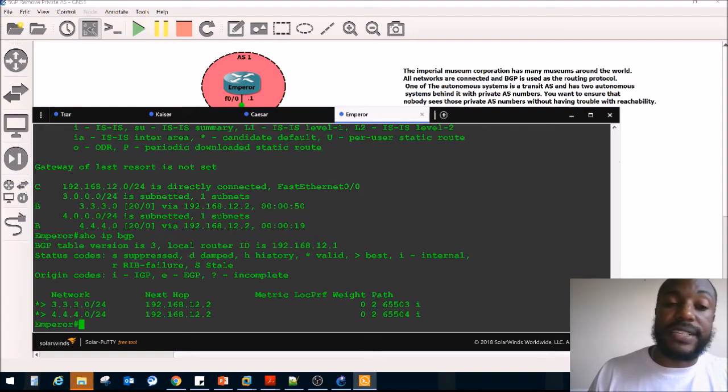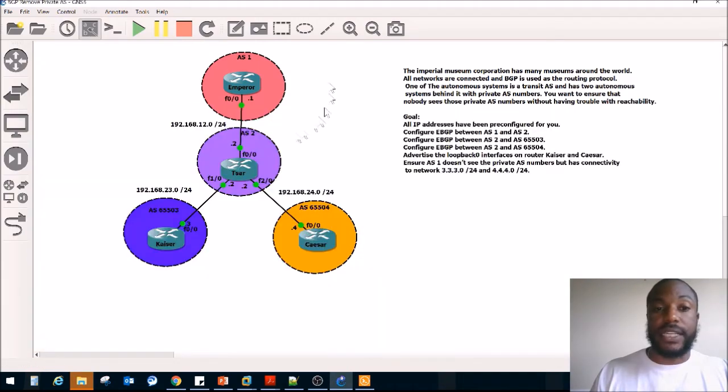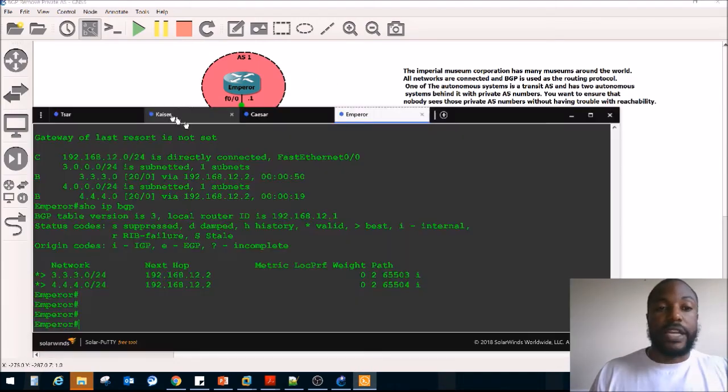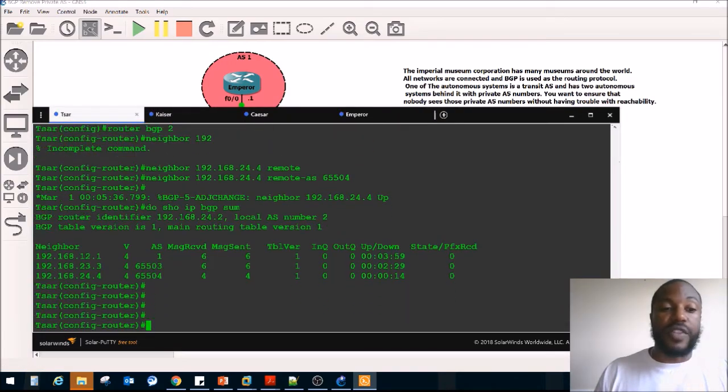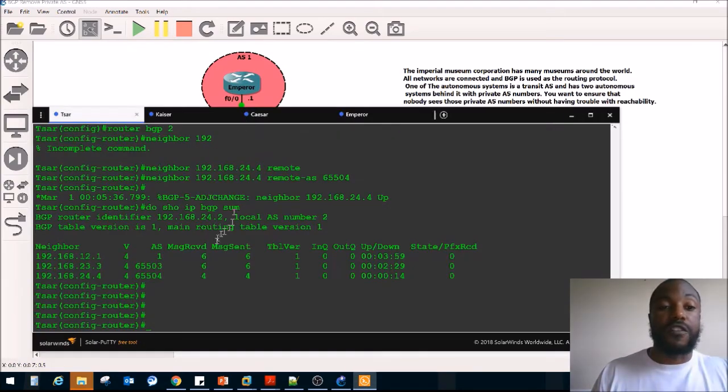We use the remote AS command that I was mentioning before. I didn't put it in the slides, but I'll show you guys how to do that. First, we want to go to the router that is advertising that path to us. So in this case, we're going to go to ZAR and remove the private ASs that are given to Emperor from ZAR.